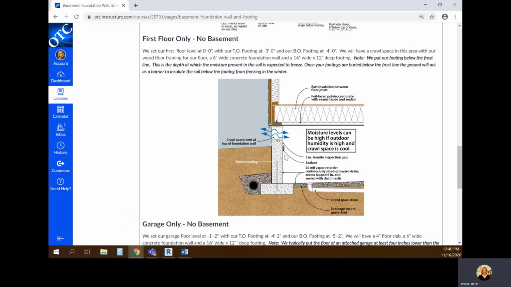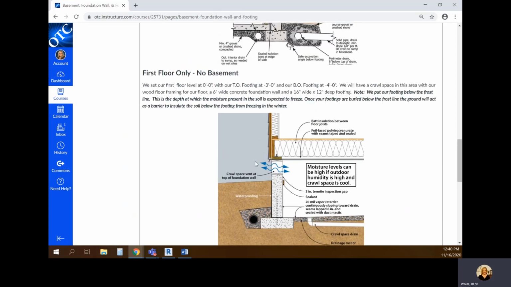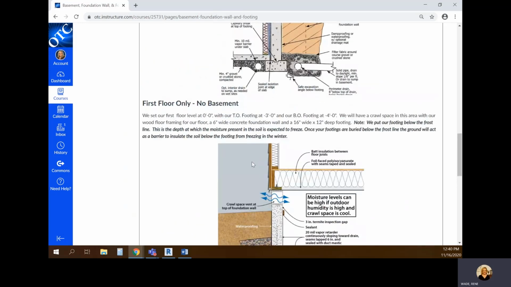Where we don't have a basement, this is what we're looking at. So again, as you can see, we still have the same situation here, setting on that foundation wall. And this one is actually showing a vent in there because of the crawl space.